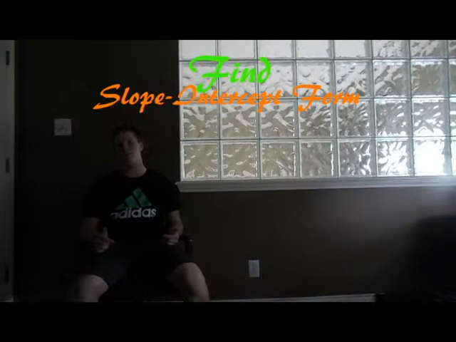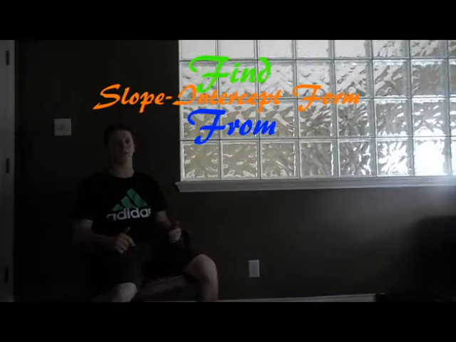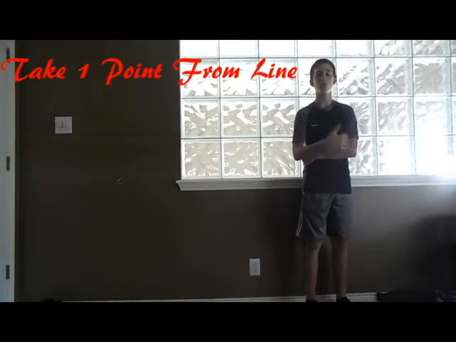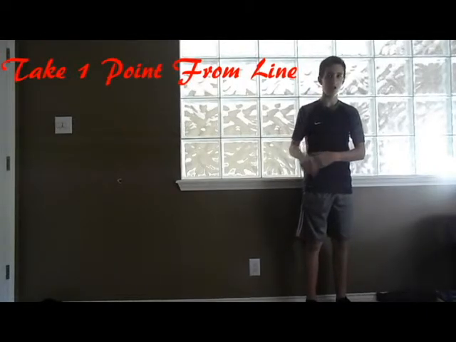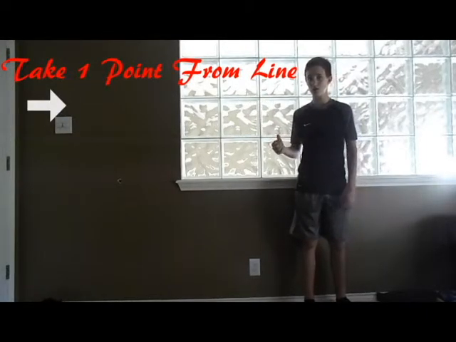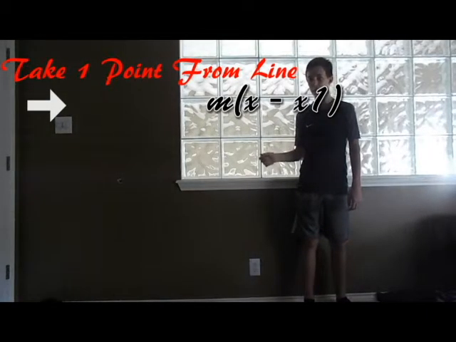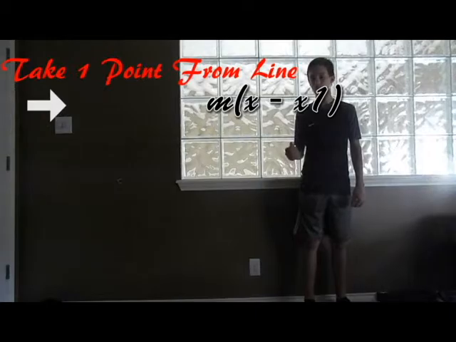Another form of linear equations is point-slope form. Point-slope can seem really confusing at first, but it's actually pretty simple. Say we want to find slope-intercept form from a line we already created. This is where point-slope comes in. When we use point-slope form, all we're doing is taking 1 point from our line and inputting it into this equation: y minus y1 equals m times x minus x1.